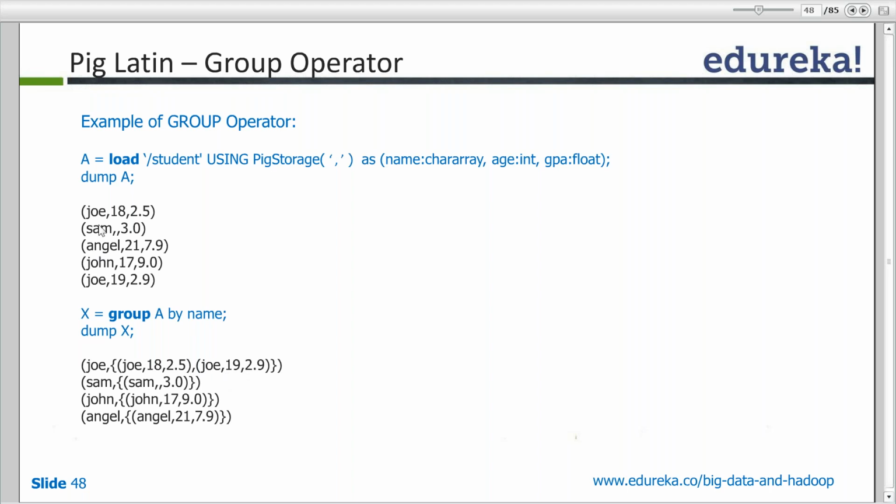If you look at Sam, there is no other row like Sam. So Sam is just coming once. Similar for John and Angel. So in group by, it basically creates a bag of all the tuples which belong to that particular key. I'll repeat the statement. In group by, Pig groups all the tuples and creates a bag for all the tuples which belong to that particular key.